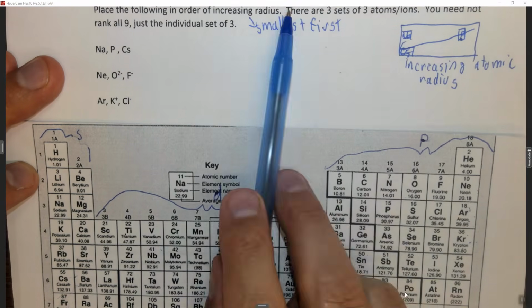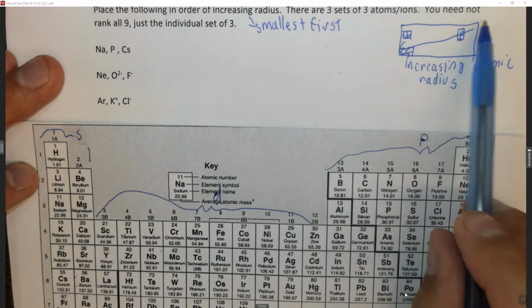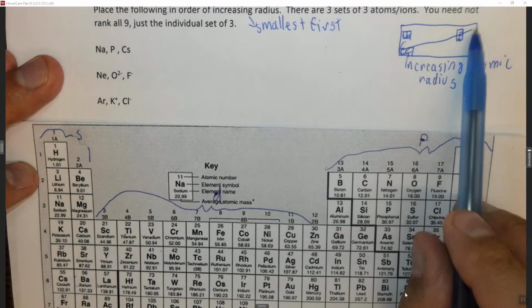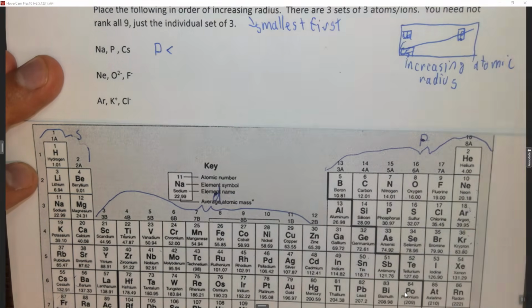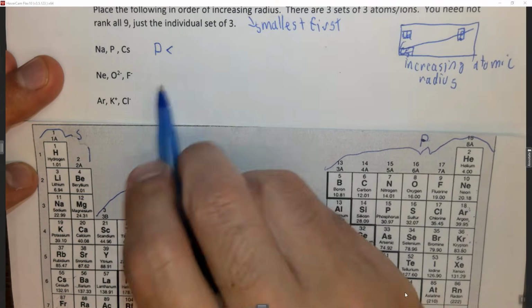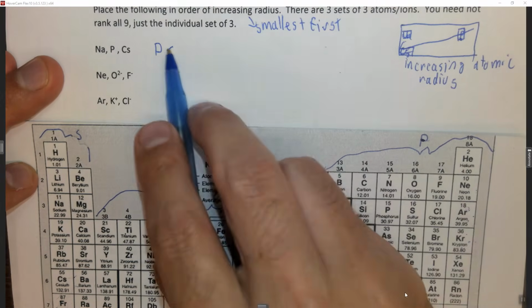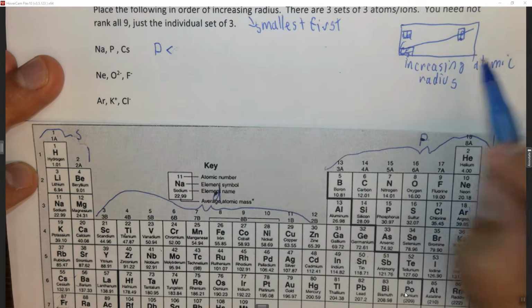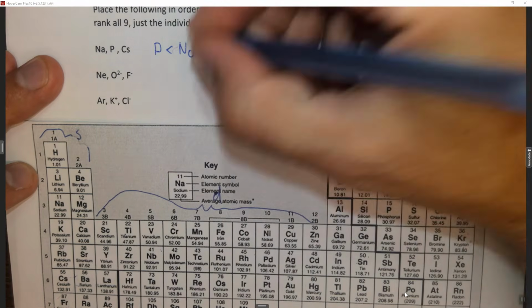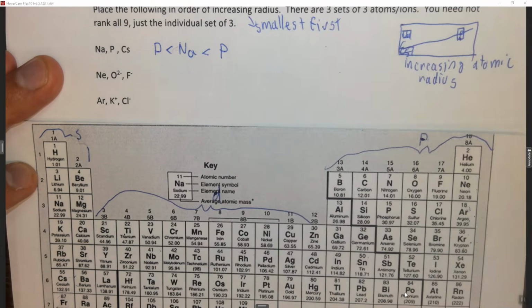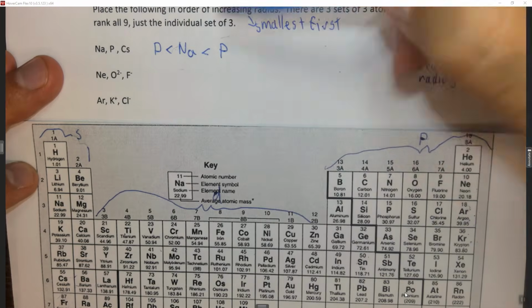So which of these is going to be the smallest? The one closest to the upper right-hand corner is going to be the smallest. We want smallest first. So phosphorus is less than, because we want increasing order. Less than is this way. Remember, it makes an L kind of shape, so less. All right. So this is less than sodium, which is less than cesium. So this is how you do it for atoms.